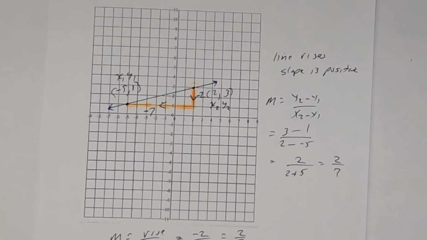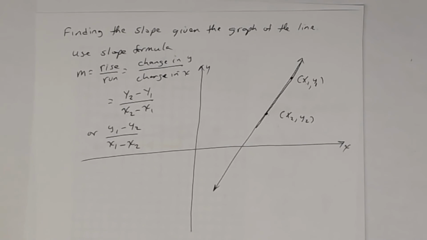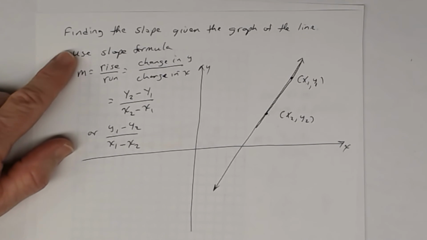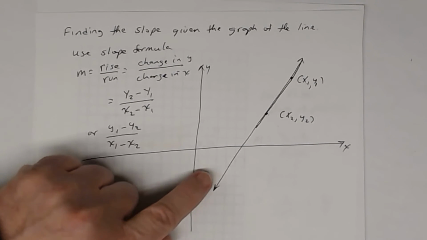All right, so that should help you to be able to find the slope of a line where the graph is given.